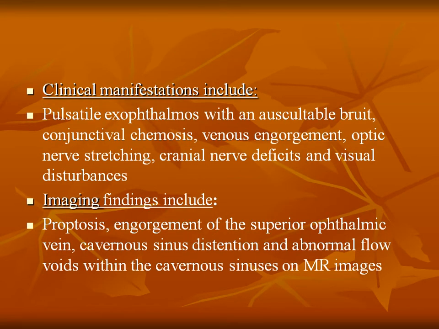Clinical manifestations include pulsatile exophthalmos with auscultable bruit, conjunctival ecchymosis, venous engorgement, optic nerve stretching, cranial nerve deficit, and visual disturbance. The imaging findings include proptosis, engorgement of the superior ophthalmic vein, cavernous sinus distension, and abnormal flow voids within the cavernous sinus at MR images. Why abnormal flow within the cavernous sinus? Because there will be arterialization of the sinus. The sinus normally has venous flow, so when there is an arterial-cavernous fistula, the venous flow will change into arterial.